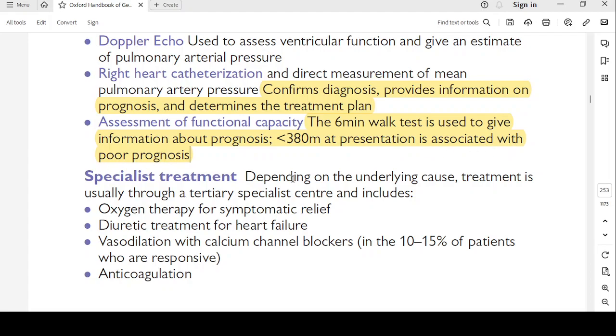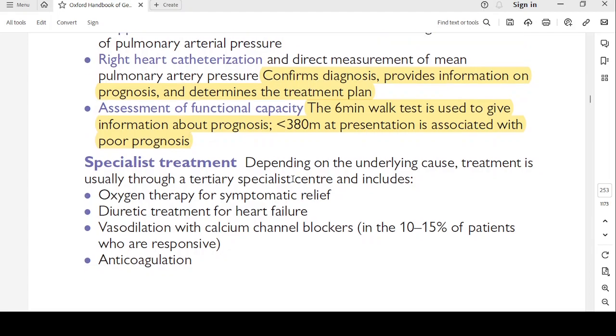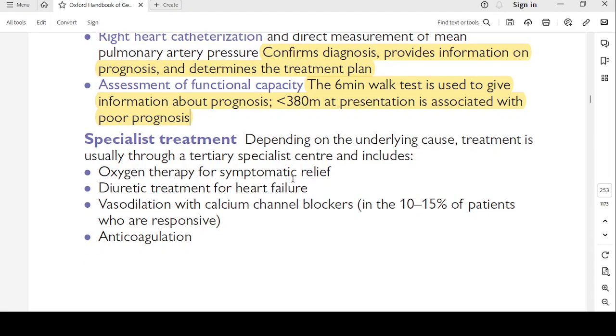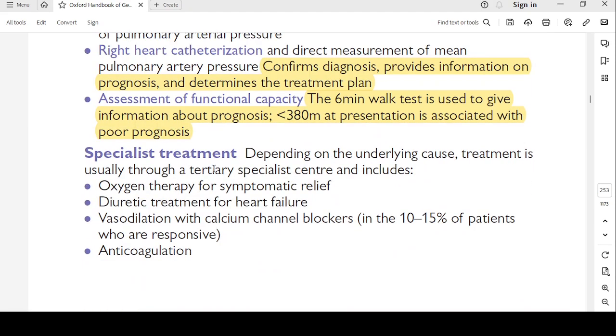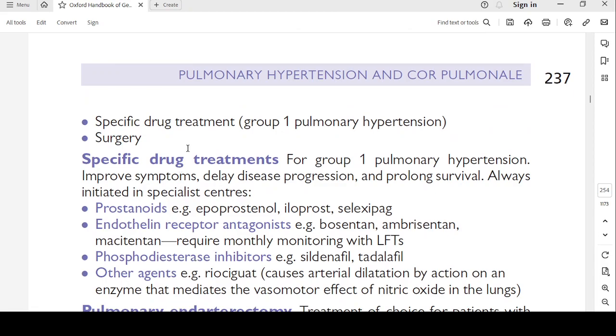Specialist treatment depends on the underlying cause. Treatment of cor pulmonale is usually through a tertiary specialist center and includes, first, oxygen therapy for symptomatic relief, diuretic treatment for heart failure, vasodilatation with calcium channel blockers in 10 to 15% of patients who are responsive, and anticoagulation. Specific drug therapy for group 1 pulmonary hypertension: if it's group 1, that is pure pulmonary hypertension, you give specific treatments. Surgery.